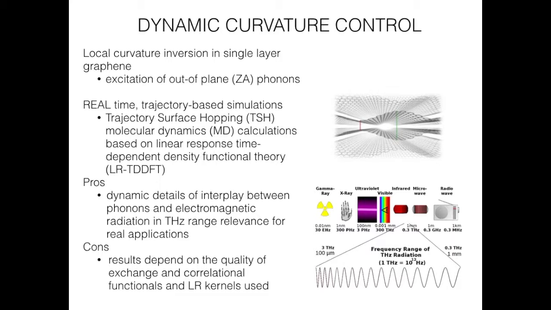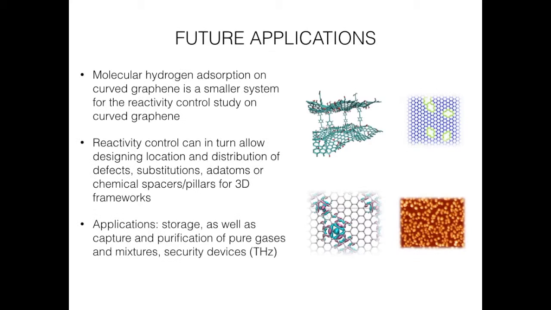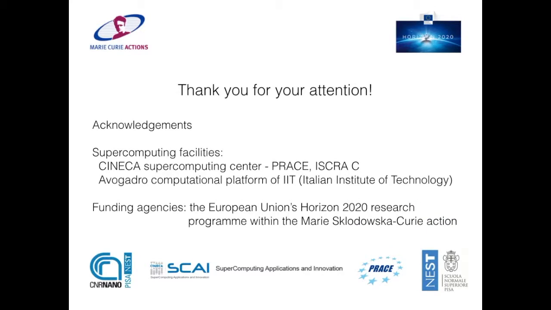Consequently, in this part of the project, on-the-fly, direct time-dependent molecular dynamics calculations will be carried out. Molecular hydrogen adsorption on curved graphene is a smaller model for the reactivity control study on curved graphene, which in turn allows designing the location and distribution of defects, adatoms, or chemical species built for 3D frameworks. Thus, after smart functionalization of curved graphene, capture and purification of pure gases and mixtures, or weapon detection, will become affordable and easy. Thank you for your attention.